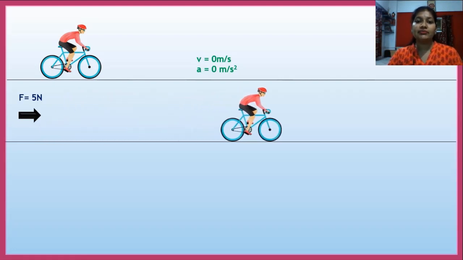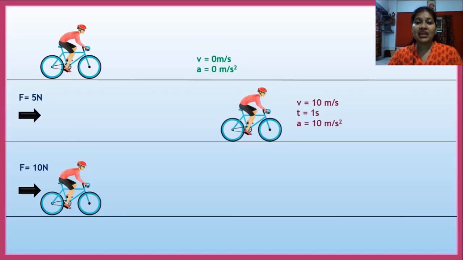Definitely the cycle will be in motion, and suppose after the force is applied for a time period of 1 second, the change in velocity means the final velocity is now 10. So what will be the acceleration? (v minus u) upon t. Put the values and you will get the acceleration as 10 meter per second square.